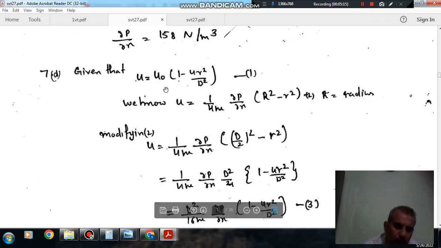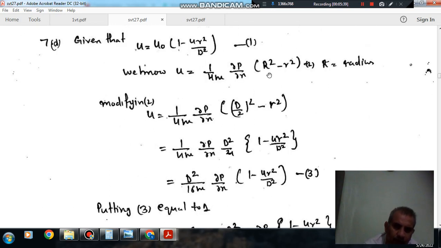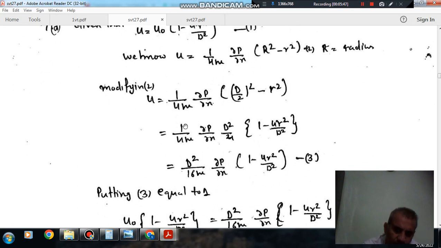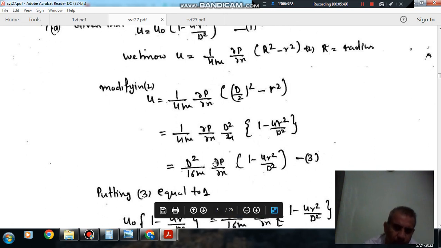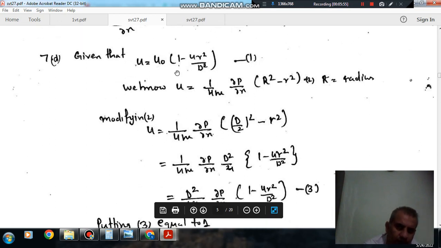So u is equal to u naught [1 - 4r²/d²]. That is given, and that expression we have derived: 1 by 4 mu dp/dx into (R² - r²). We derived that expression in the first question. So equating these two, putting R is equal to d by 2 and modifying it, we get d²/16 mu dp/dx into [1 - 4r²/d²]. This is equation number 3, and this is equation number 1.